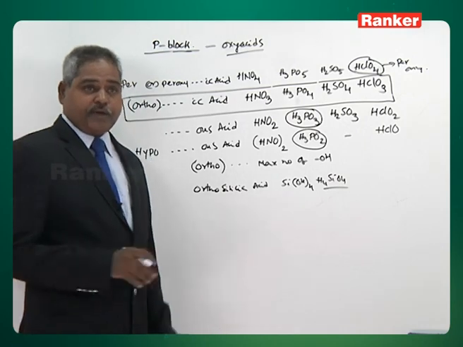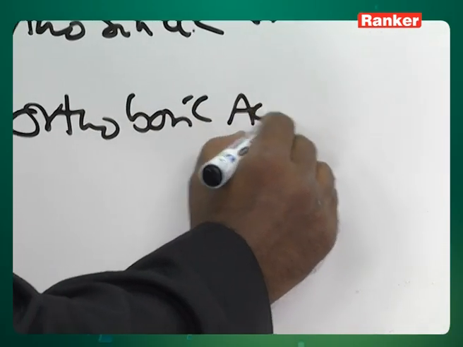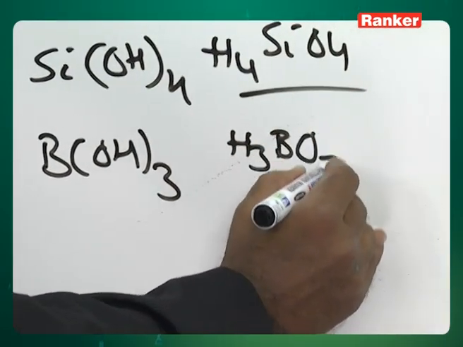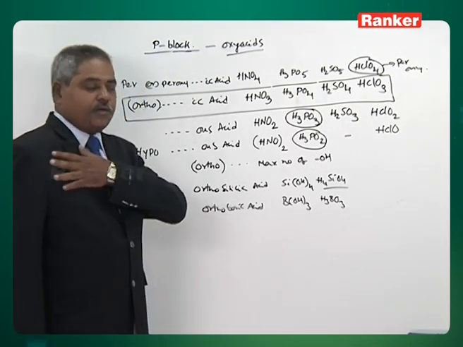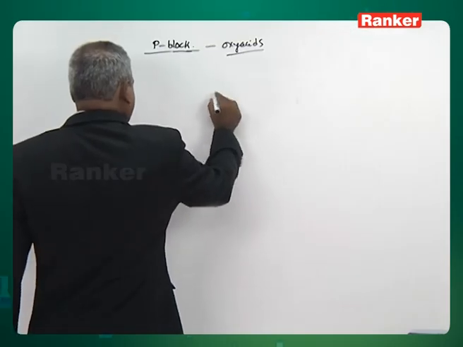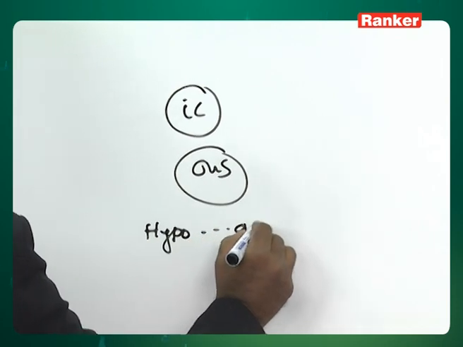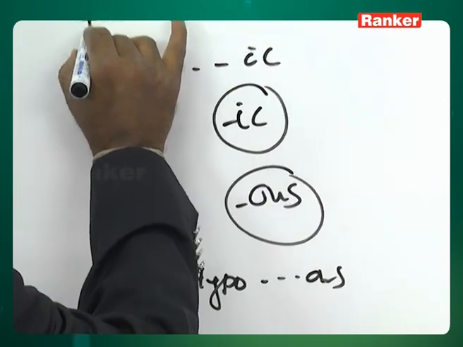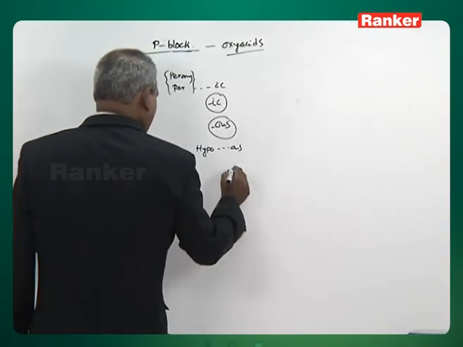Orthoboric acid. Boron with the maximum number of OH groups. Boron with 3 OH: H3BO3. In general, ortho-ic acid means the maximum number of OH. Now, the next ones we have discussed: ic, ous, hypo-ous, per-ic, or for that matter peroxy-ic, ortho.